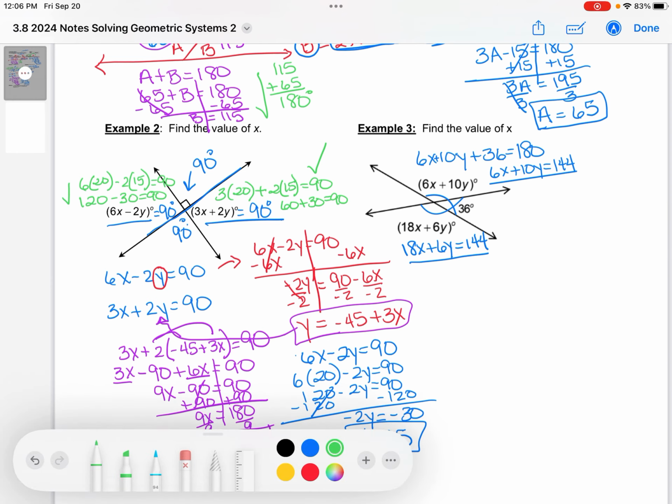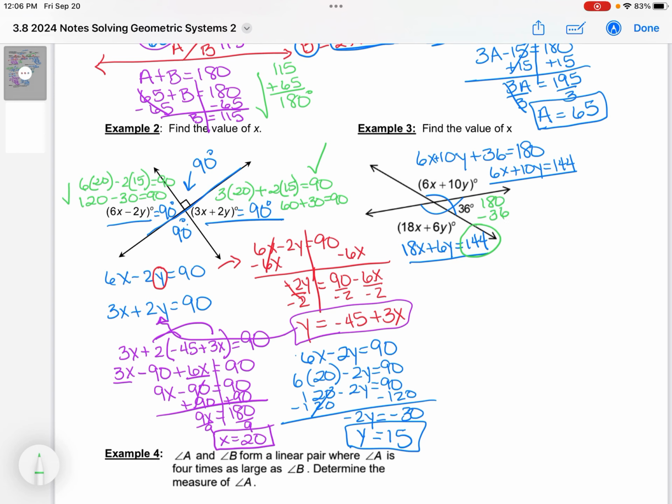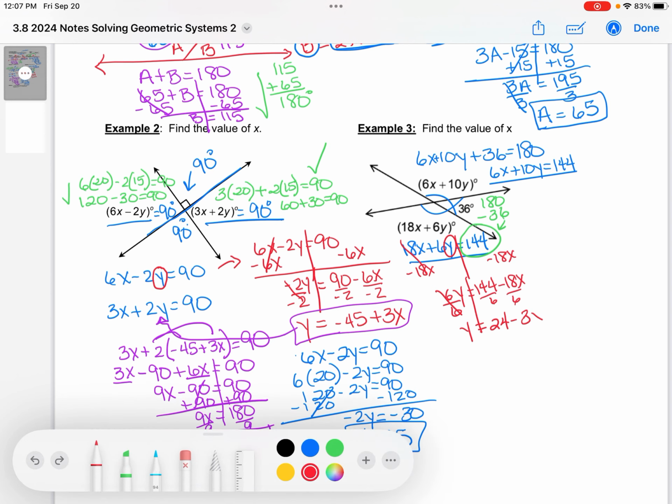Okay, so it's 144 because it's 180 minus 36. Okay, so I'm going to use this equation. I'm going to solve for y because I think that's the easiest. So let's give it a try. So I'm going to subtract 18x. I'm going to have 6y equals 144 minus 18x. I'm going to divide by 6. And I'm going to end up with y equals 24 minus 3x. All right, so that's my y.